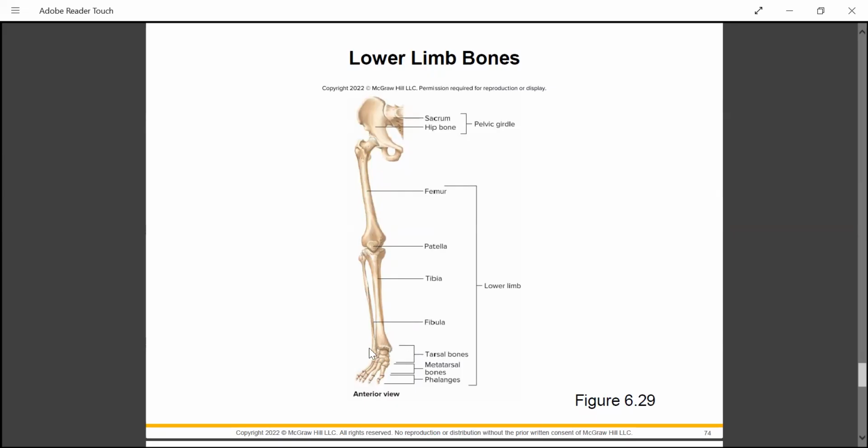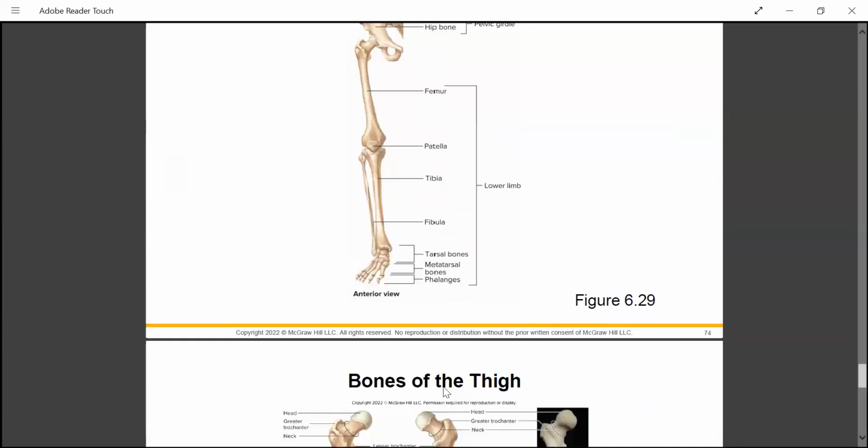Your tarsal bones are going to be your ankle group. So that includes the talus, which is directly under your tibia. And that also includes your heel bone, which is the calcaneus. If you move farther down the foot, just like the hand, we have our metatarsals. So the wrist is carpals and then hand metacarpals. The ankle is tarsals and then metatarsals. And then for both the fingers and the toes, we have our phalanges.